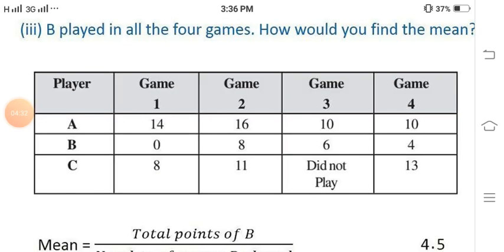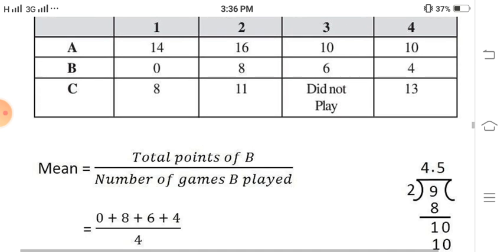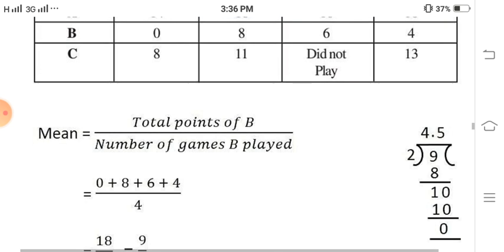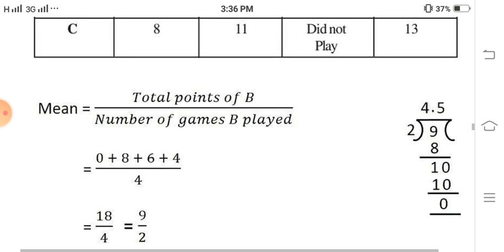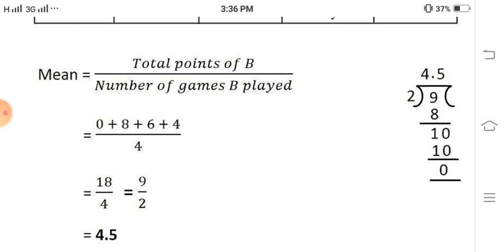In the same way, students, we will find the third part. B played all the 4 games. How would you find the mean? Since B has played all the 4 games, the total number of observations is 4. In a similar manner, we will add the scores of player B and divide it by 4, which is equal to 18 upon 4, that is equal to 4.5.